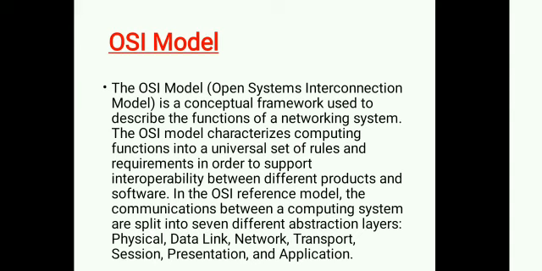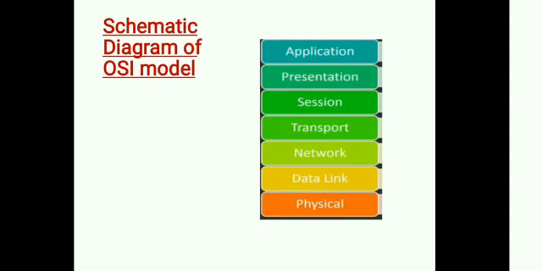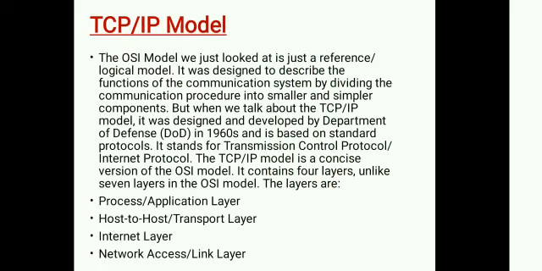In the OSI reference model, the communication between computing systems is split into 7 different abstraction layers: physical, data link, network, transport, session, presentation, and application. Here is a schematic diagram of the OSI model. It consists of 7 layers: physical layer, data link layer, network layer, transport layer, session layer, presentation layer, and application layer.